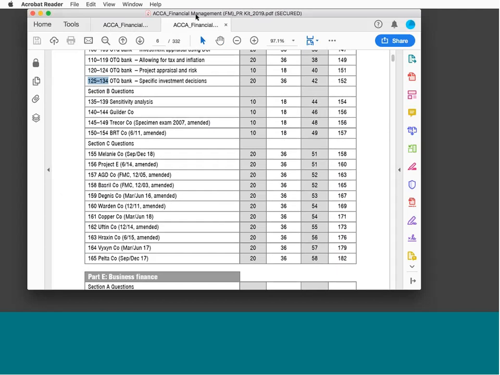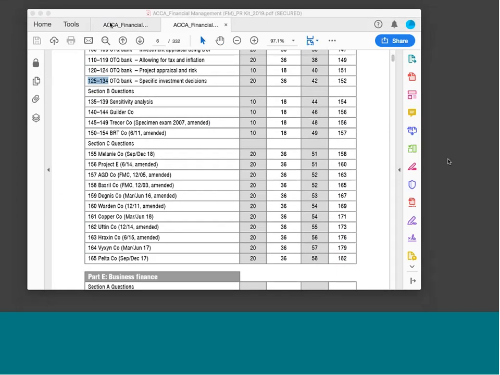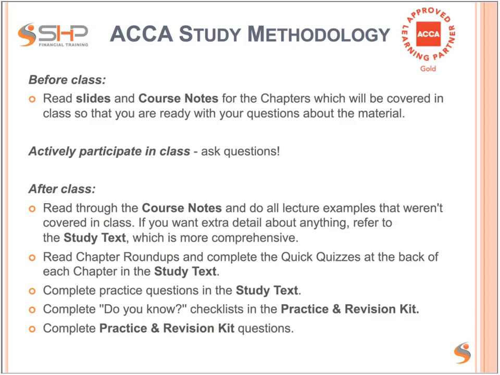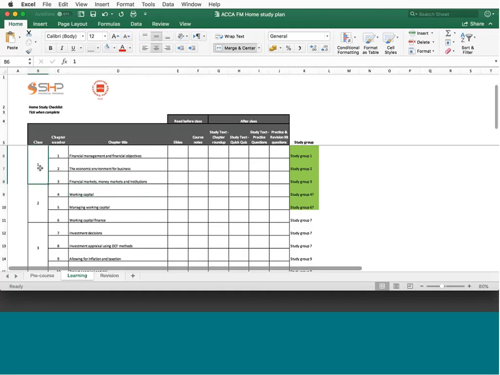And the final thing that I just want to share with you is the study plan. It's very important to use the study plan to help you track your progress. So we'll just open up the study plan to finish. You've got the class in which each chapter is covered, chapter number, title, and then what to do before class and what to do after class. So read the slides and the course notes before class, go through the course notes again after class, any examples that are not finished in class, and then do the chapter roundup in the study text, the quick quiz, the practice questions in the study text, and then the practice and revision kit questions.